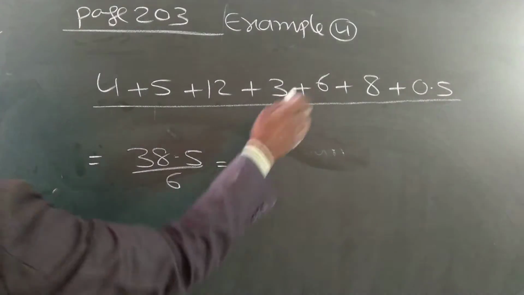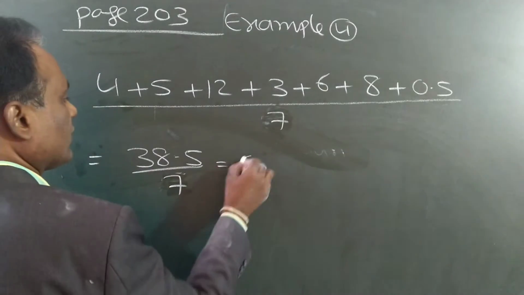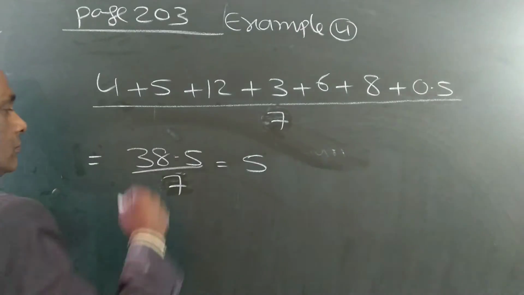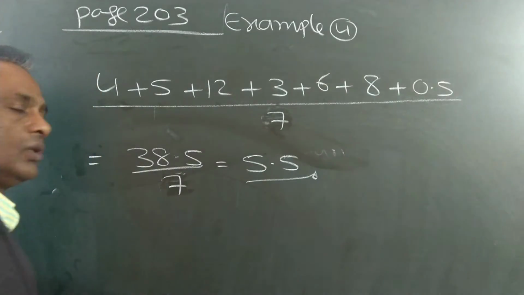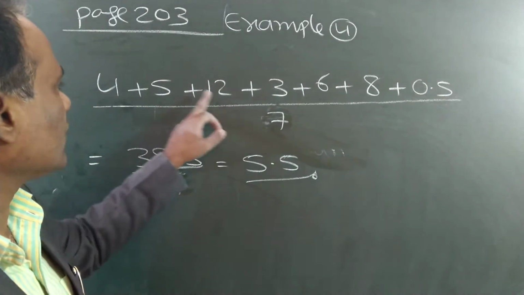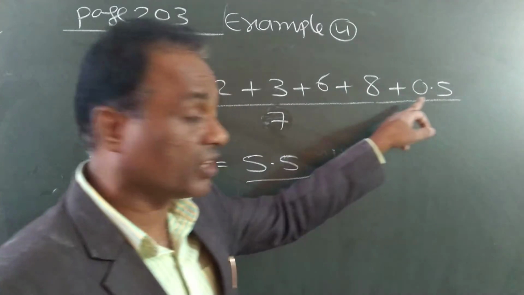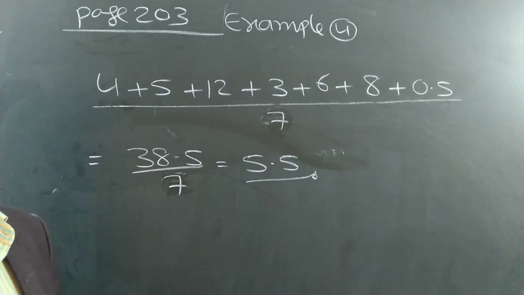Oh, 7 days, no? A week is 7 days. 7 times 5 is 35, so the answer is 5.5. That's all. So there are 7 observations: 1st, 2nd, 3rd, 4th, 5th, 6th, 7th. Sum of the observations divided by the number of observations. That's all.